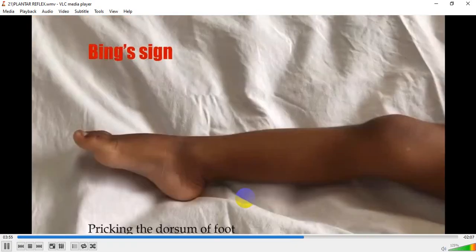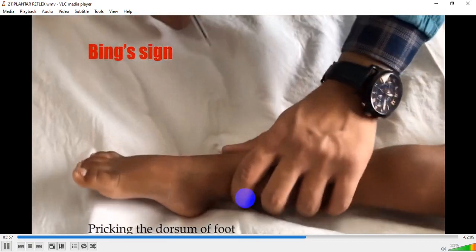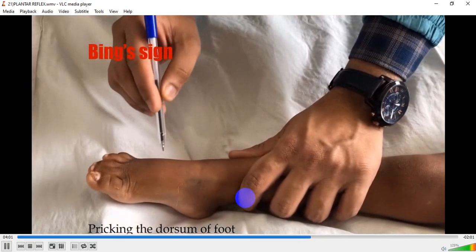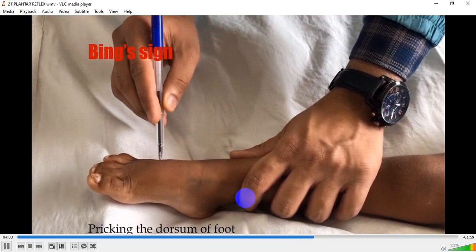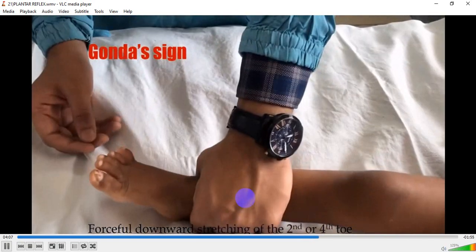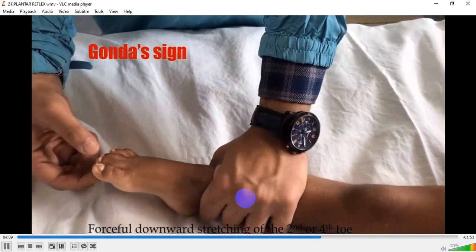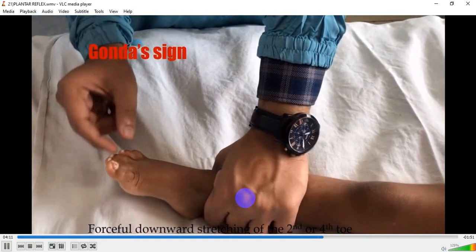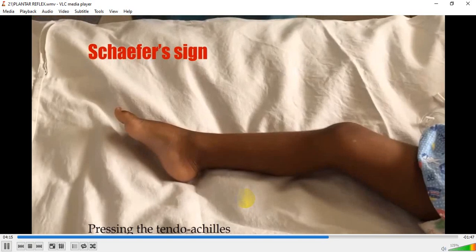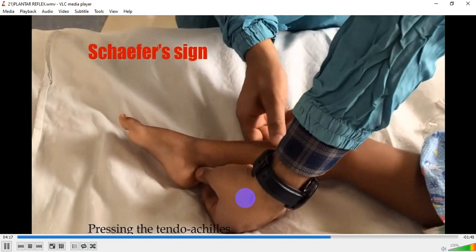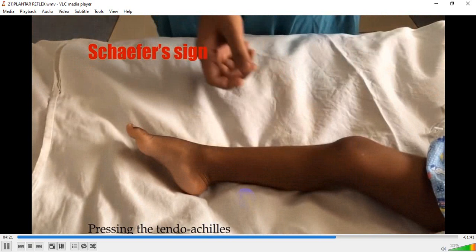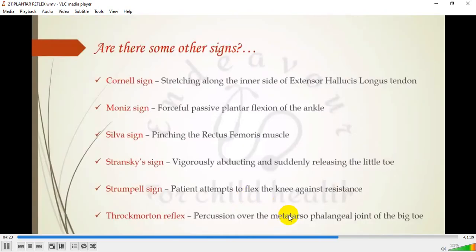You can see extensor. Bing sign by pricking the dorsum of the foot. This is Bing sign. Gonda sign is by forceful downward flicking of the second or fourth toe, flicking the terminal toe or last toe. And finally, the Schaefer sign, that is by squeezing the tendo Achilles. You can see very nicely these signs are elicitable.